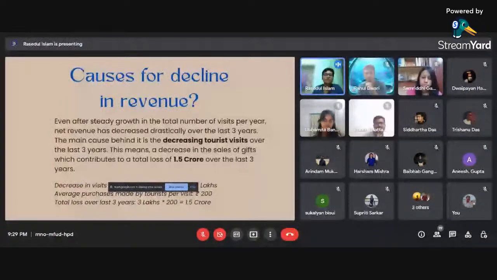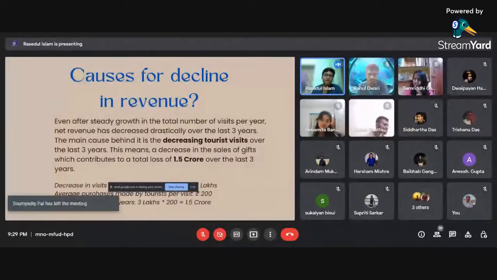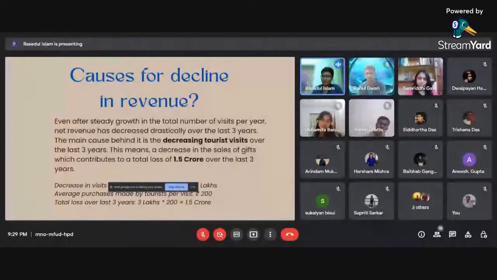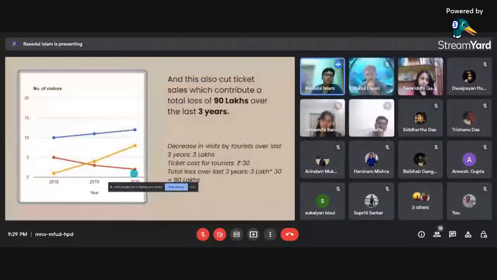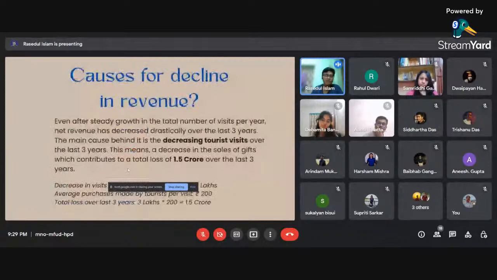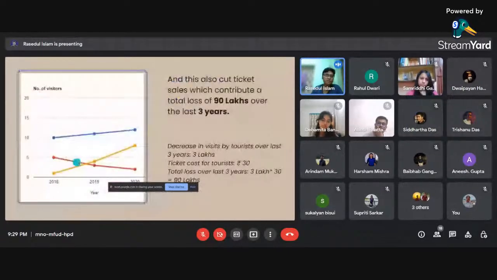As stated by our client, even after a steady growth over the last 3 years, we can see there is a decrease in revenue. So what is the culprit here? Let's find out. You can see this red line, the number of visits by tourists, is declining, even though the total number of visits per year are increasing. Let's keep in mind that the number of tourist visits is a key contributor to the revenue of the museum.